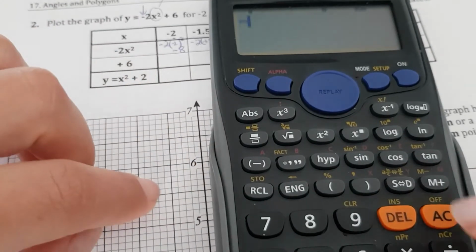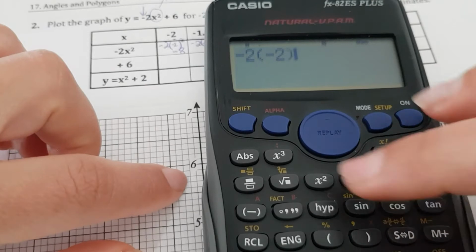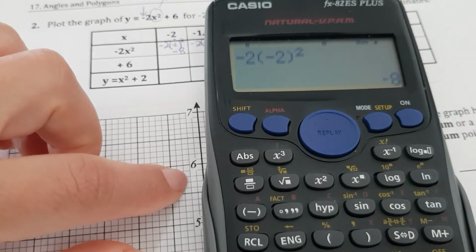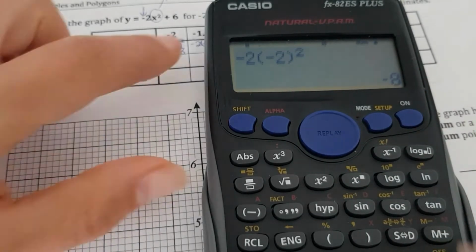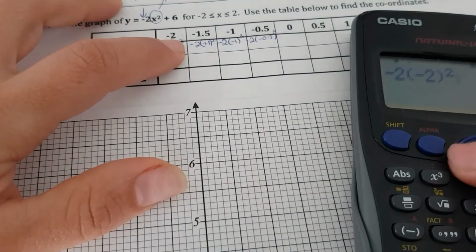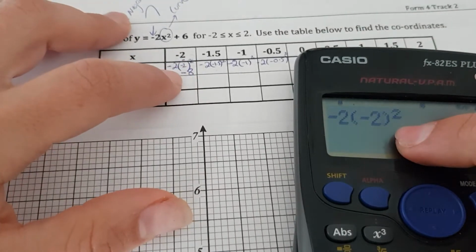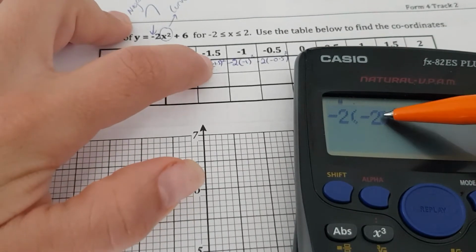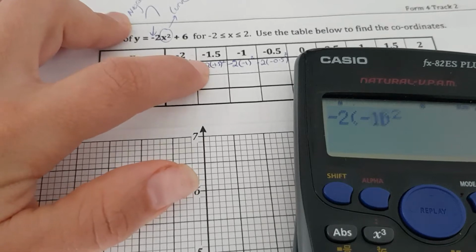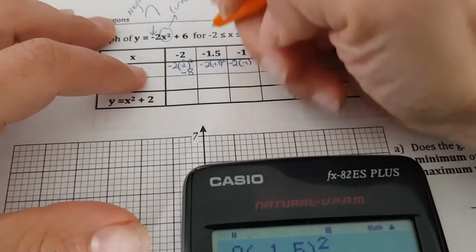Okay, so minus 2. We have a negative 2 inside the bracket. Please use those brackets, else you will get an incorrect answer. And there it is, minus 8. The same as this. So minus 1. You can leave everything on the calculator as is, and instead of minus 2, we change it to the new value, which is minus 1.5. That's minus 4.5.